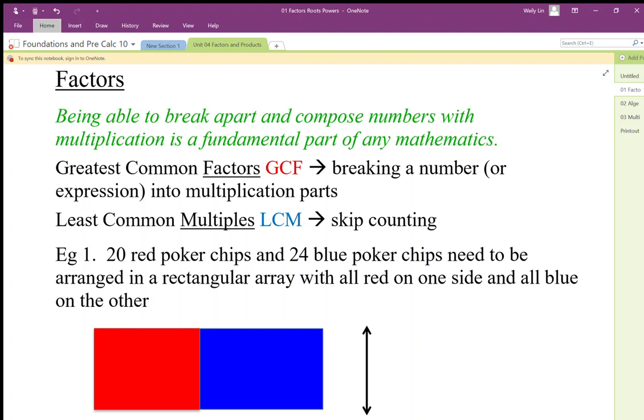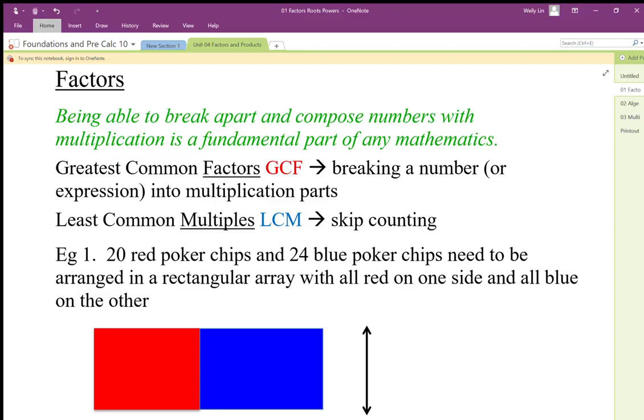We're going to look at factors, and factors are basically pieces that make up numbers through multiplication. It's really important to be able to break apart and put together numbers through multiplication, because this is how we deal with the algebra of numbers and how we deal with many operations: understanding how we can break apart things into factors. So we're going to look at two different things.